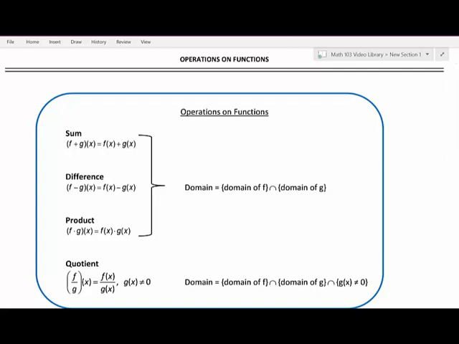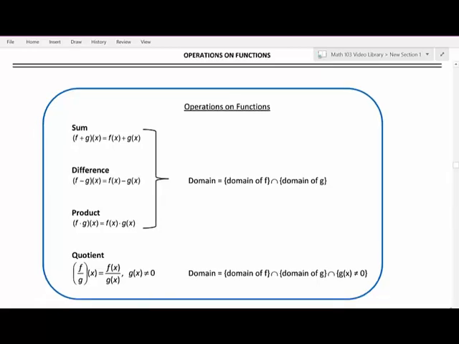We can also identify the domains of these new functions. The domain of the sum, difference, and product function is all the same. It's the domain of f intersected with the domain of g. So basically, you just need to find the domain of the two functions involved and then intersect them. I think the easiest way to find the intersection is to draw them both on the same number line and then look for the overlap in the domain.